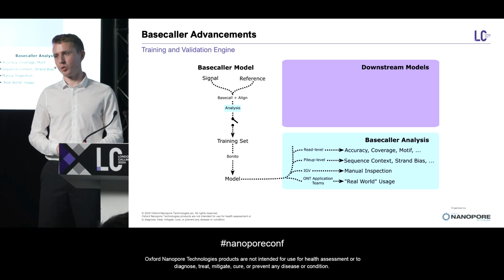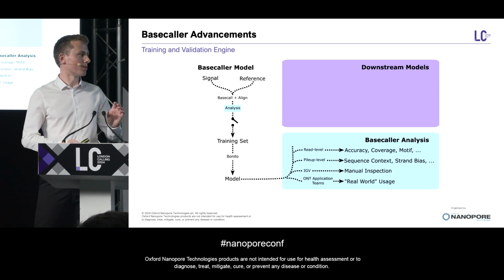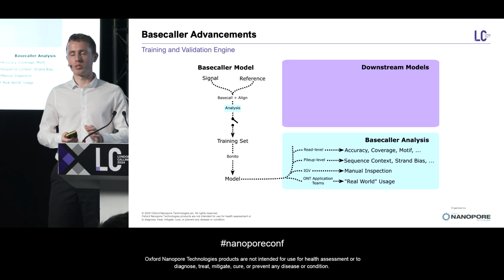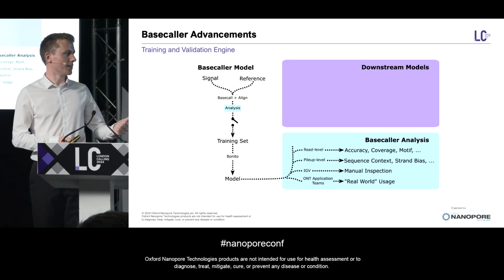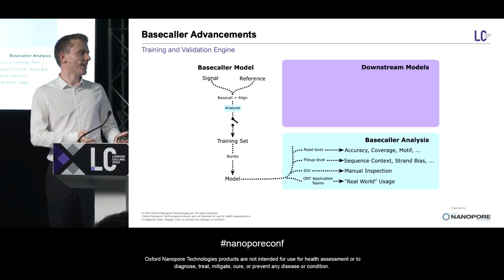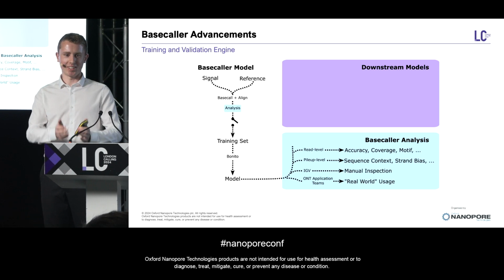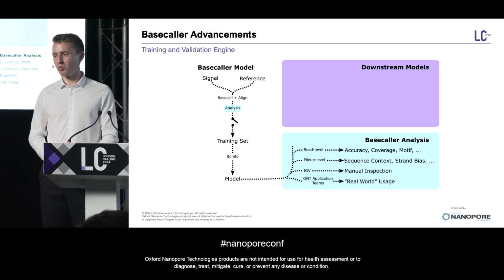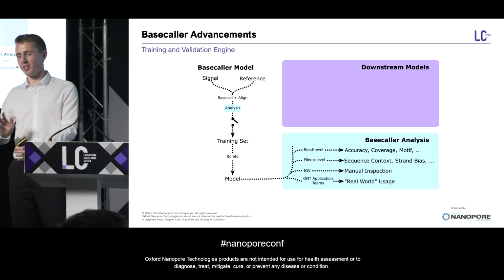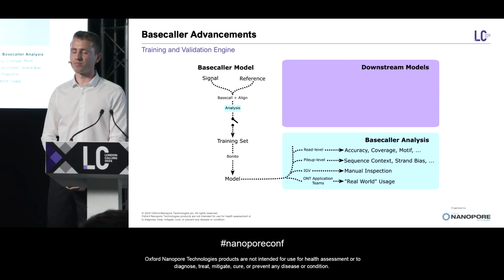So it's looking for specific improvements or changes in sequence context, or a bias on the strands. And then if we want to look at anything, we also use tools like IGV to do manual inspection. And then we also pass our basecaller models over to the ONT application team, so Sean, etc., to do some more real-world usage to see, okay, this is improved, this is amazing, or you should look here with your tools and IGV and so on to see what's going on.